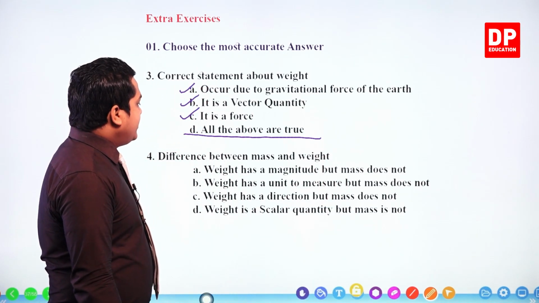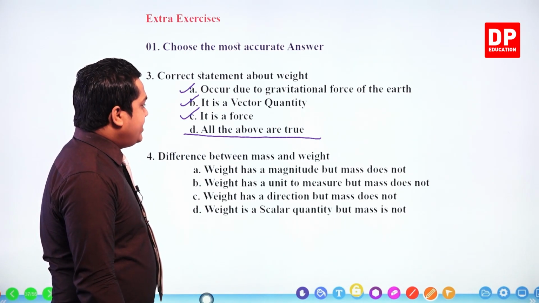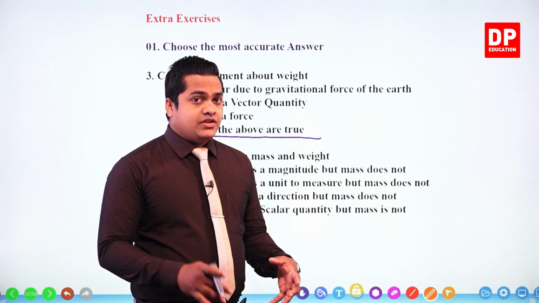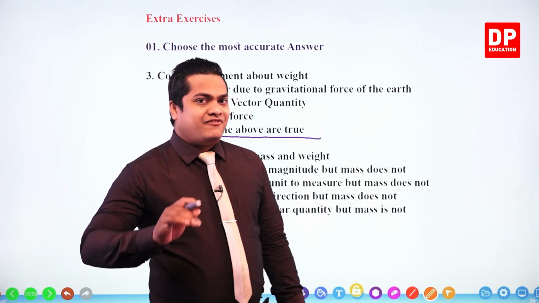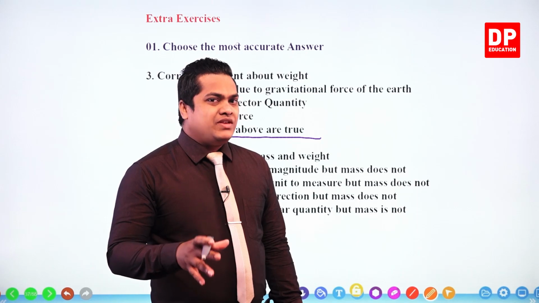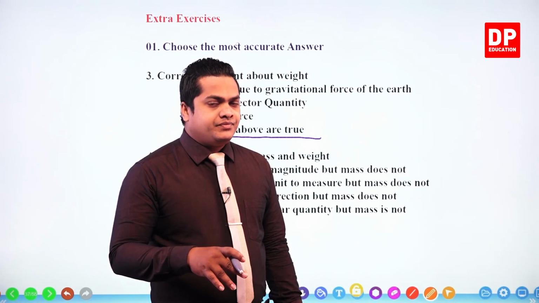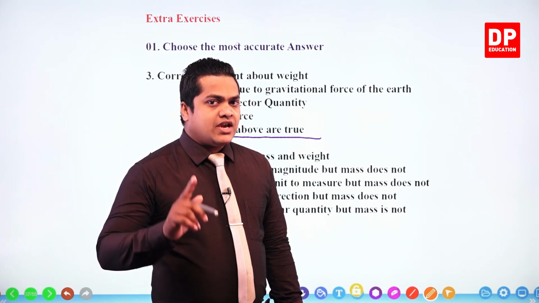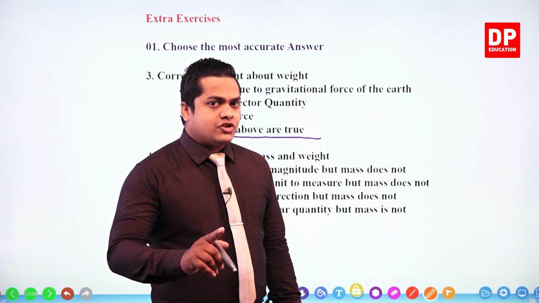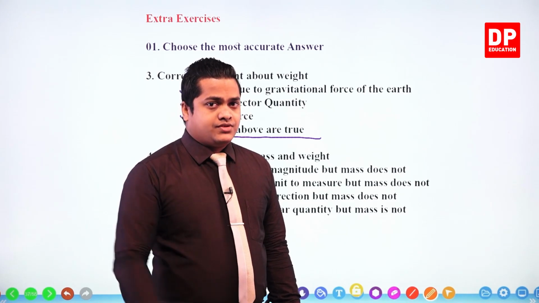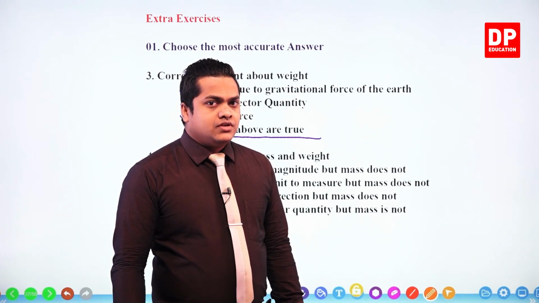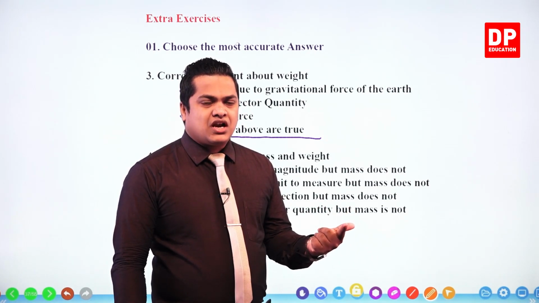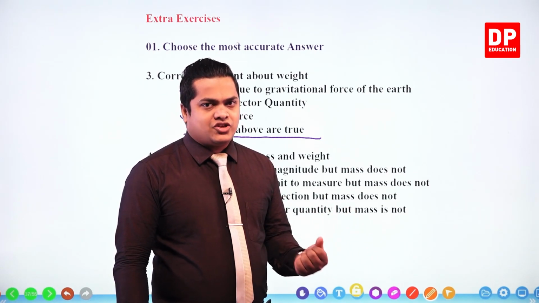Number four, the difference between mass and weight. They are asking about the difference between mass and weight. So remember, mass always reflects a count. Count means the number of particles in here. Weight is always a vector quantity which has a magnitude plus a direction, and also it is a force. Mass is just reflecting a count, no? So we can't get a count by using a certain direction.